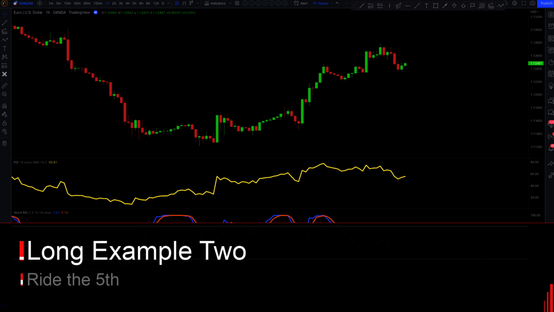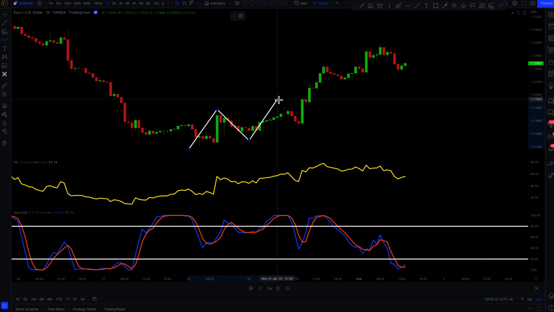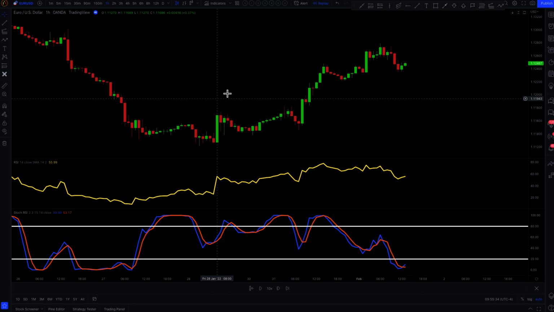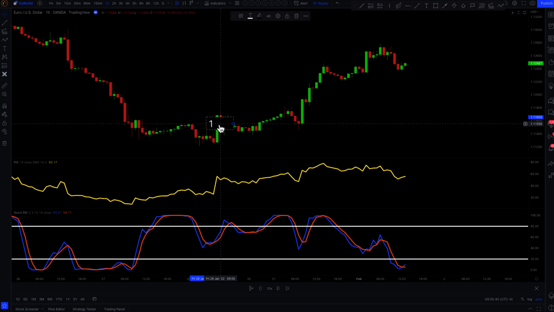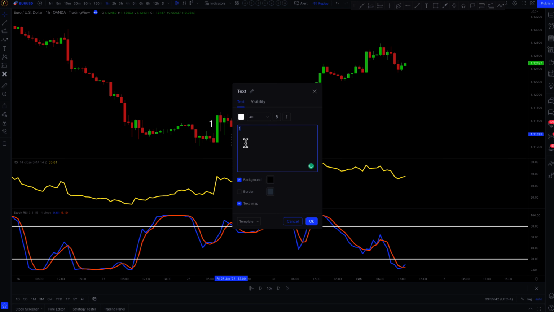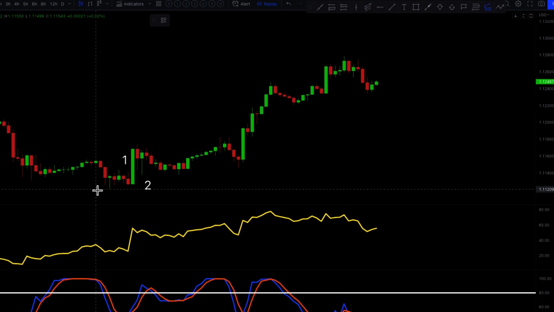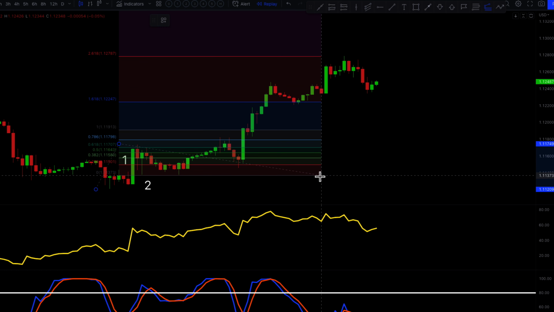The first thing to do is identify a new sequence, a series of higher highs and higher lows. Then we are going to label the waves. The first wave up is wave 1. The first move down is wave 2. Then we're going to draw a Fibonacci extension from the bottom of wave 1 to the top and project it from the bottom of wave 2.